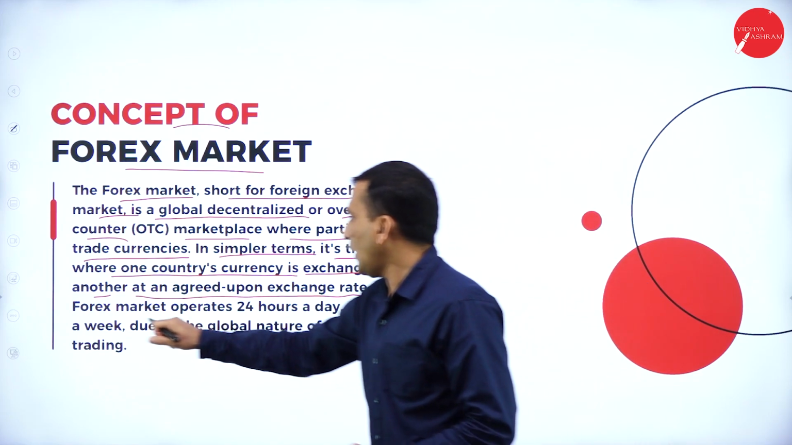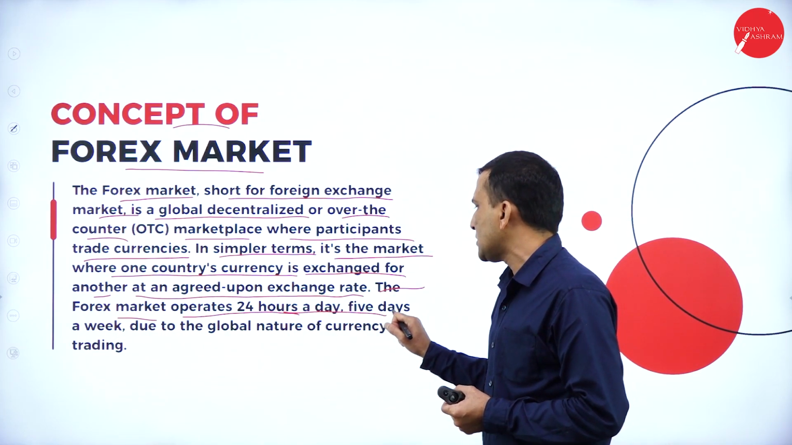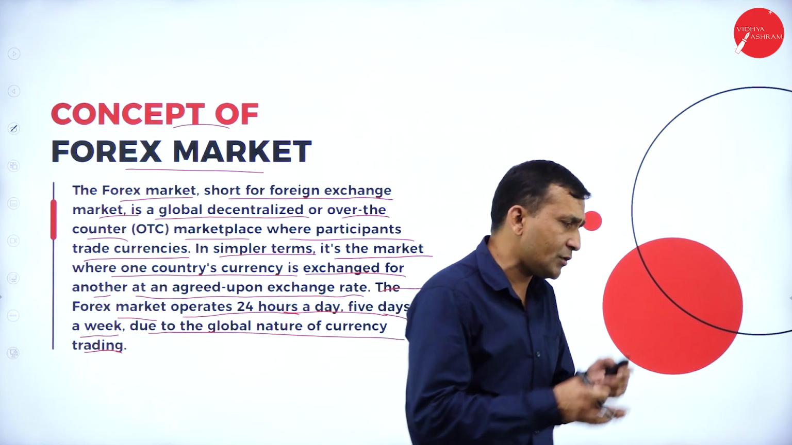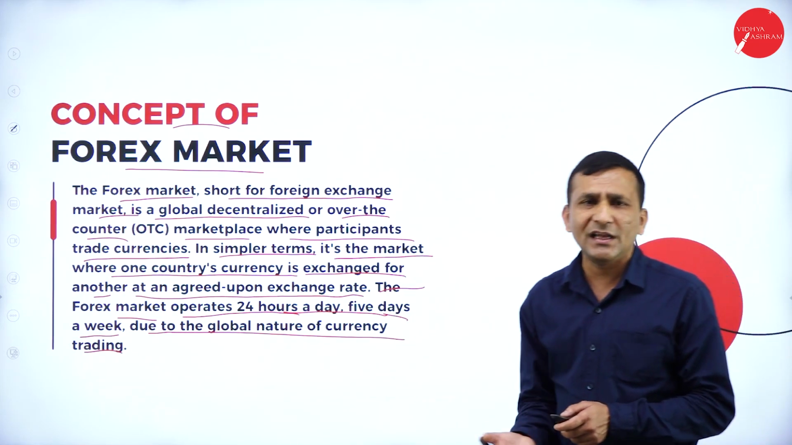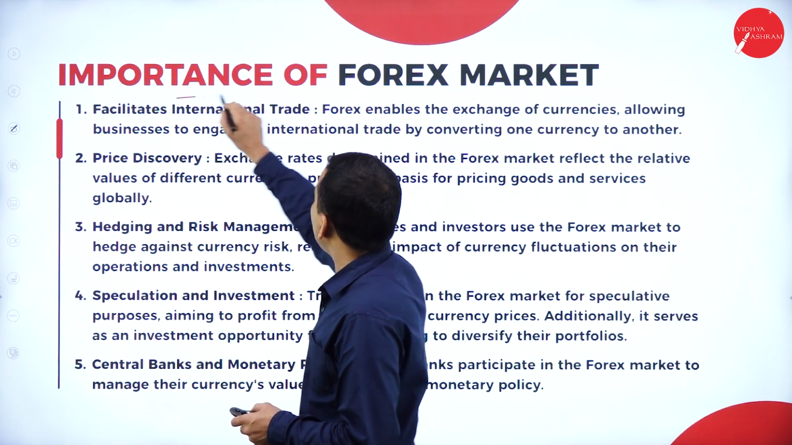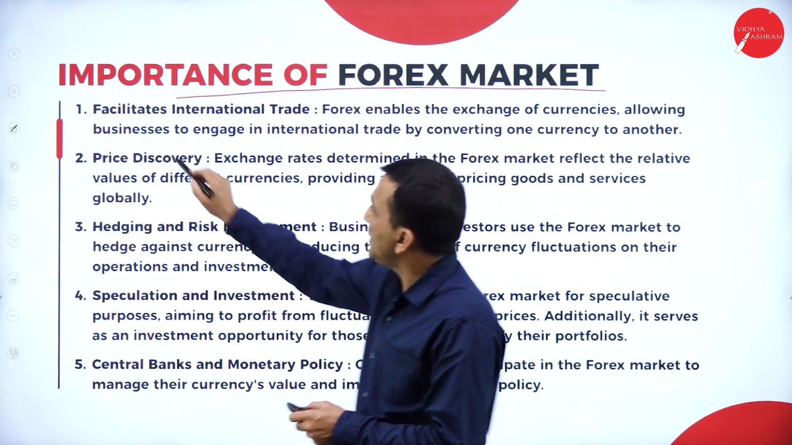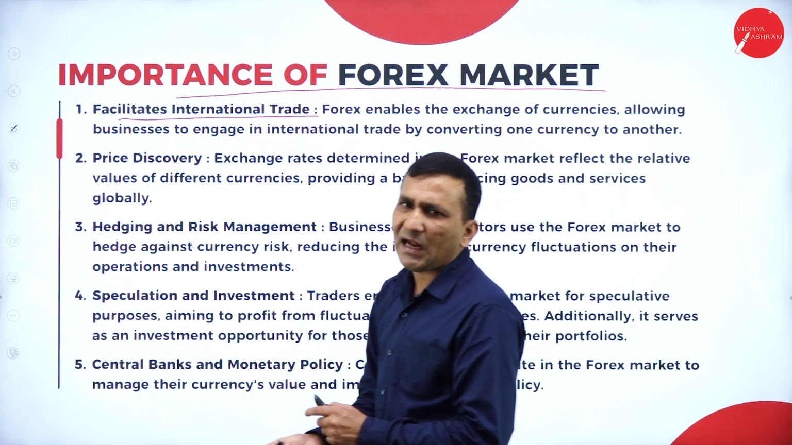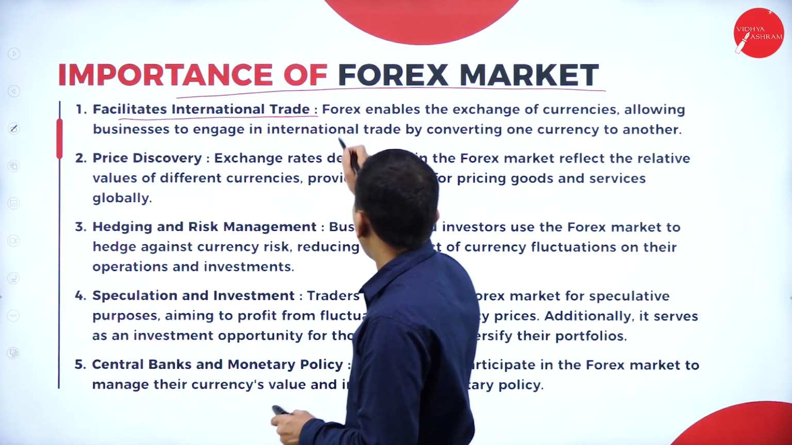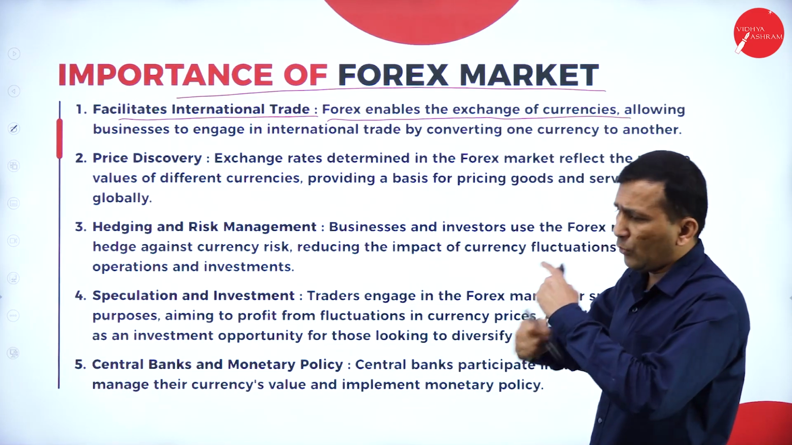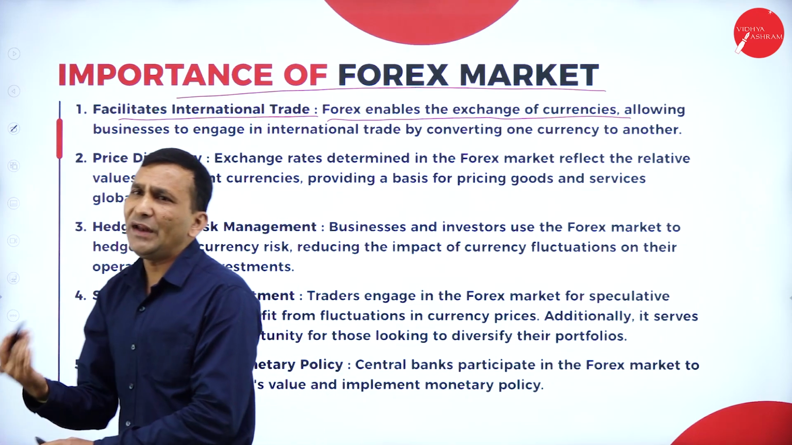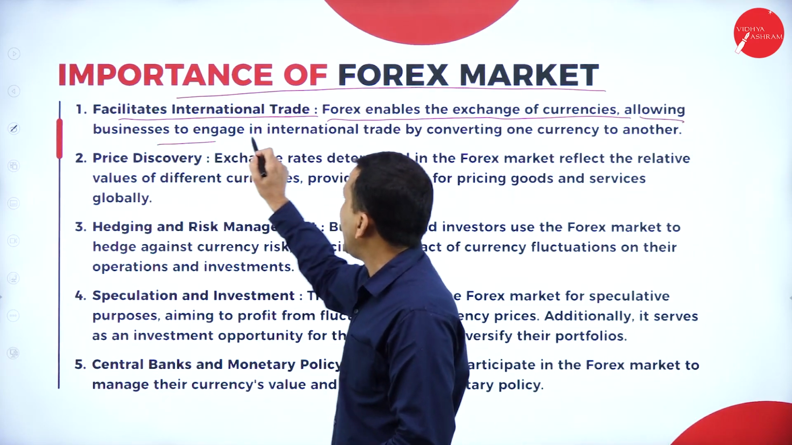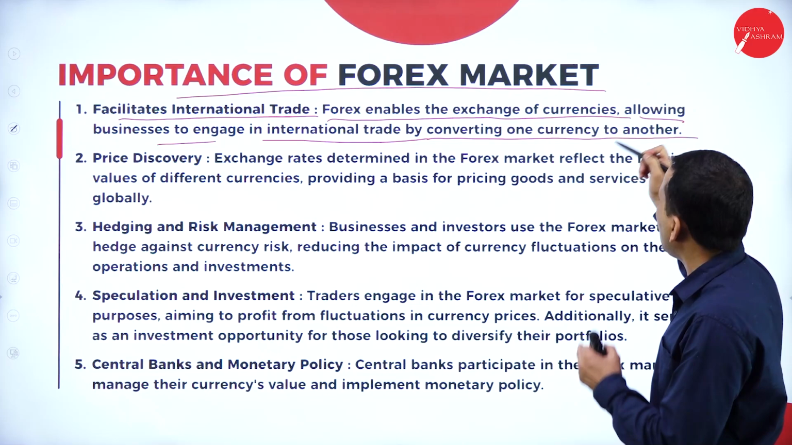So the Forex market operates 24 hours, 5 days a week, due to the global nature of currency trading, because not only one country but almost all countries are doing Forex. Now, what is the importance of the Forex market? First, facilitation of international trade, because we are dealing in trade with other countries. The Forex market enables the exchange of currency. Once you are selling or exporting to another country, we need to exchange into our country's currency, allowing businesses to engage in international trade by converting one currency to another.